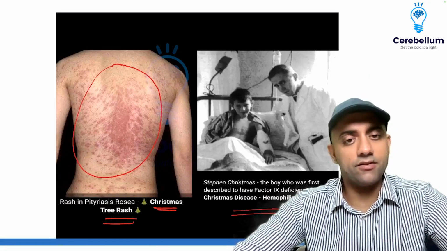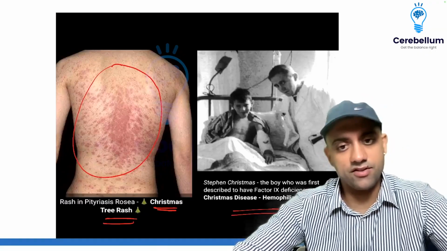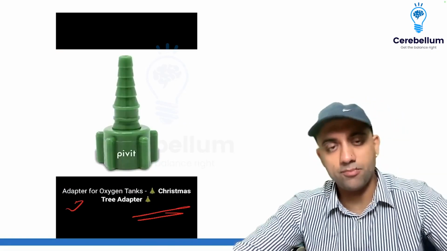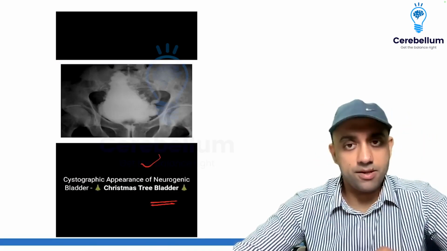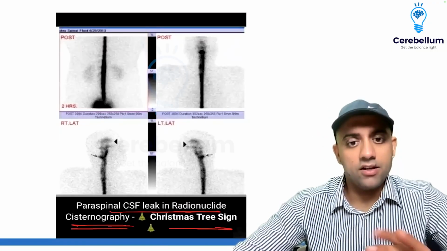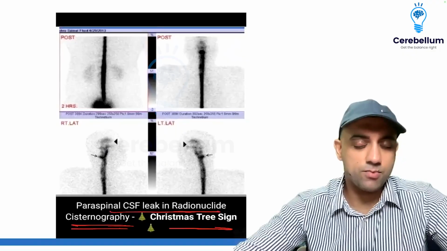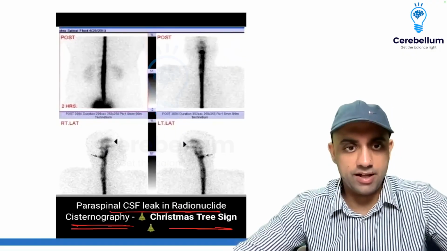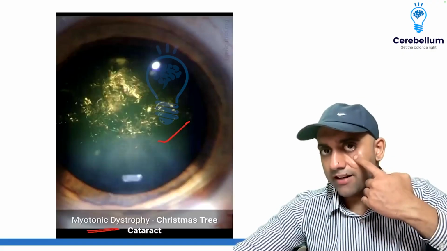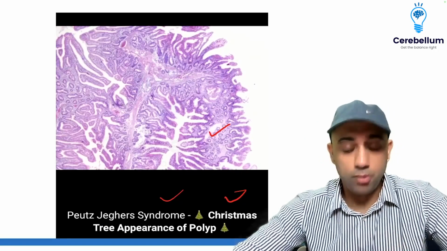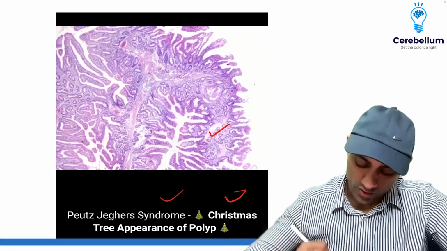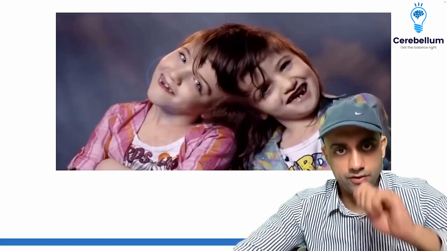Quickly, let's revise again. Christmas tree rash, pityriasis rosea. Christmas disease, hemophilia. Christmas tree adapter for the oxygen tank. Christmas tree bladder, neurogenic bladder. Christmas tree sign in the paraspinal CSF leak in radionuclide cisternography. Christmas tree cataract, myotonic dystrophy. And Christmas tree appearance of polyp: P for polyp, P for Peutz-Jeghers syndrome.